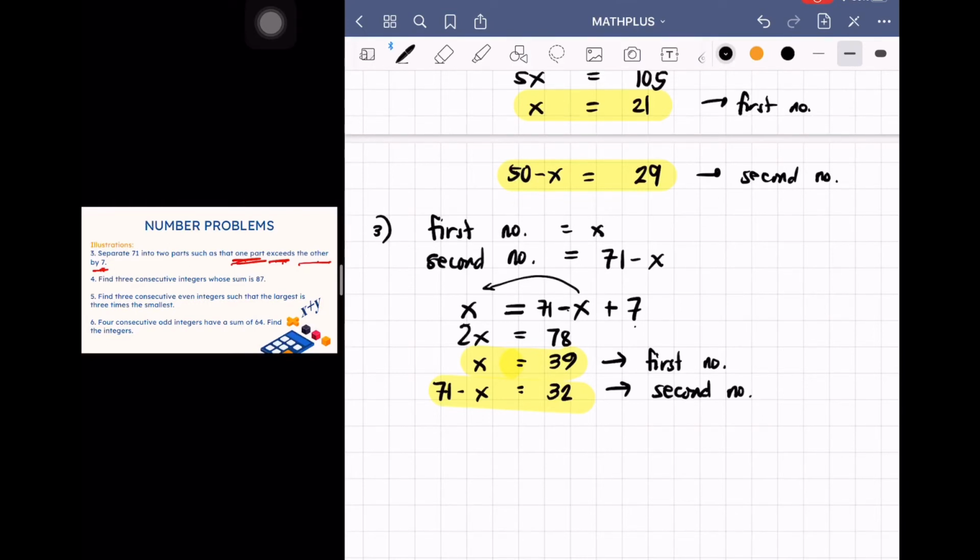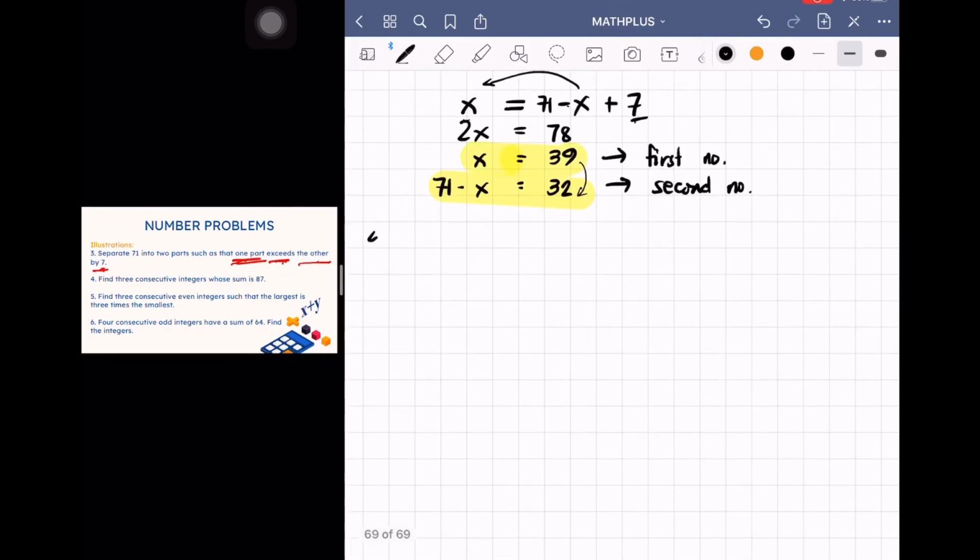Okay, so as you can see, one of the numbers is greater than the other by 7. So as you can see, their difference is indeed 7. Okay, let's go to problem number 4. Find 3 consecutive integers whose sum is 87.